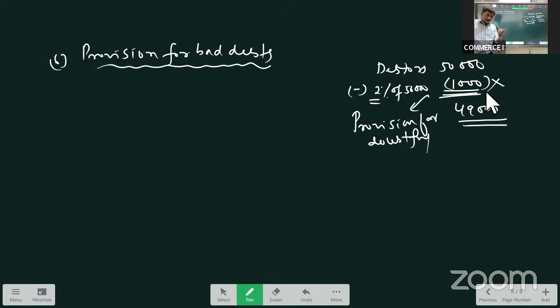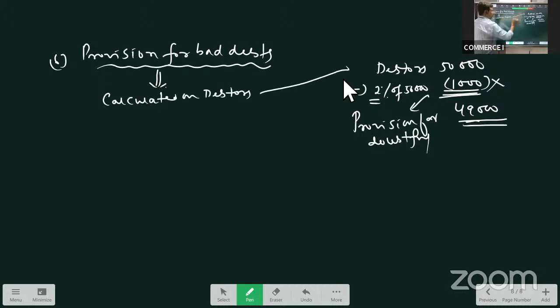So in advance, we are ready with that loss which we have calculated out of our past experience, thinking that 2% amount may not be realized. We create the provision beforehand and show debtors as 49,000 only. So provision for doubtful debt is calculated on debtors. If you have seen in my example, I have calculated provision 2% on debtors. So it is usually calculated on debtors.